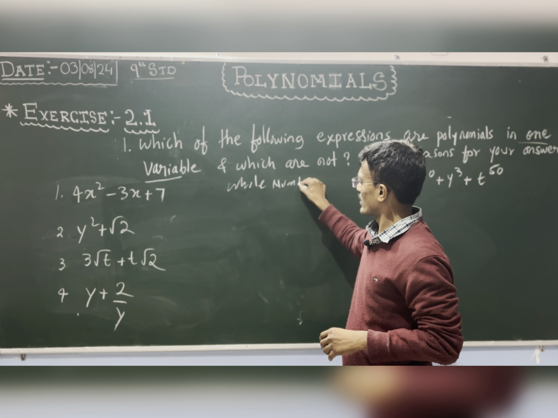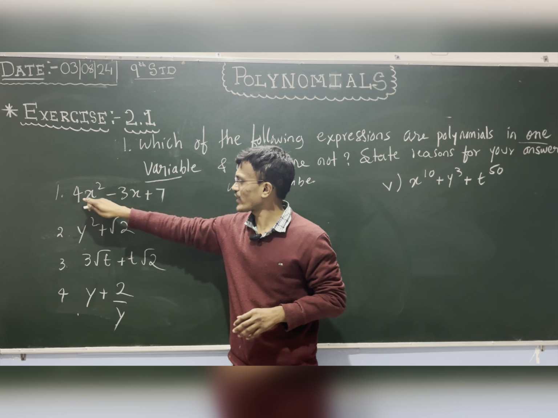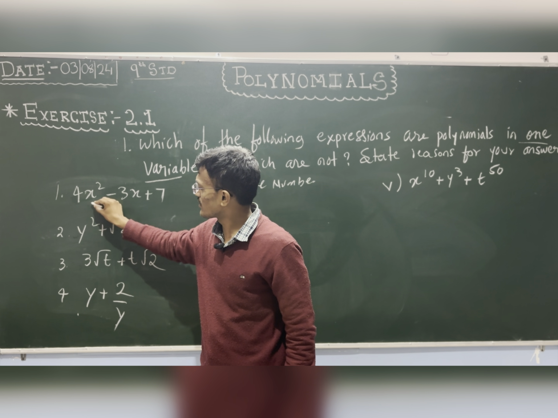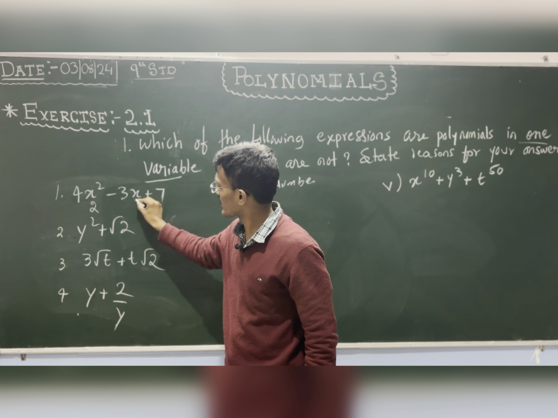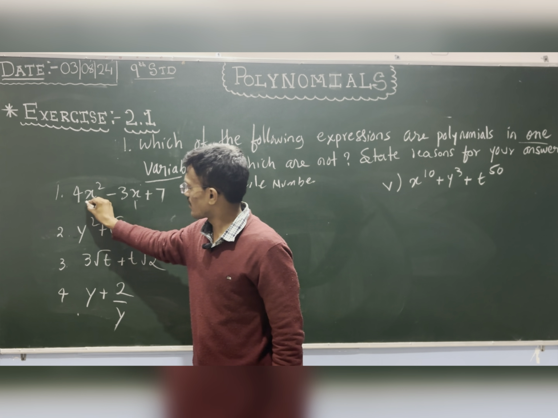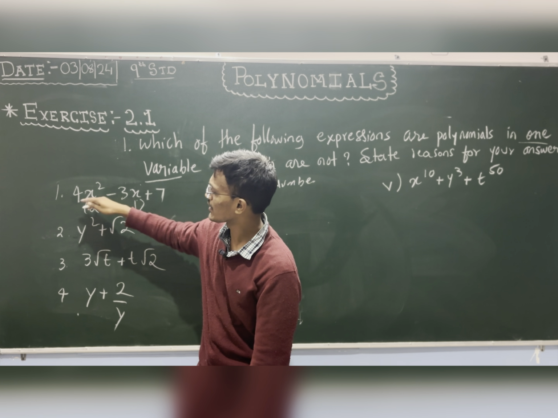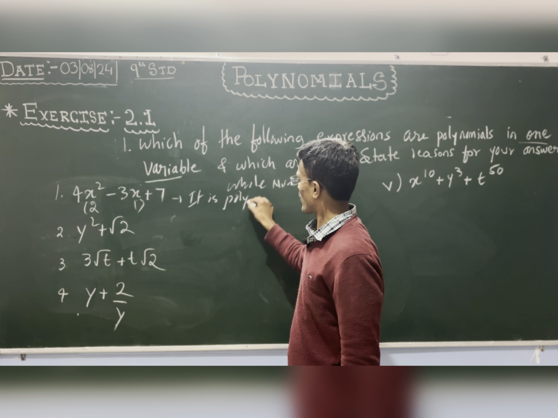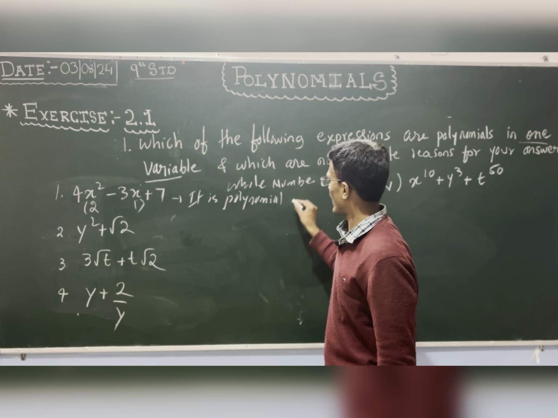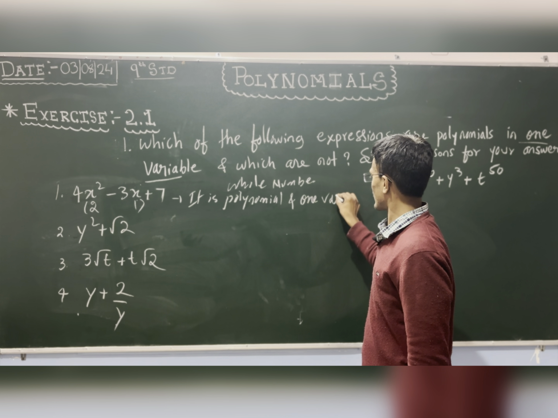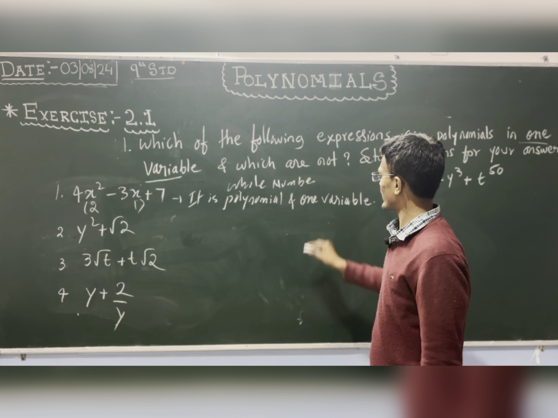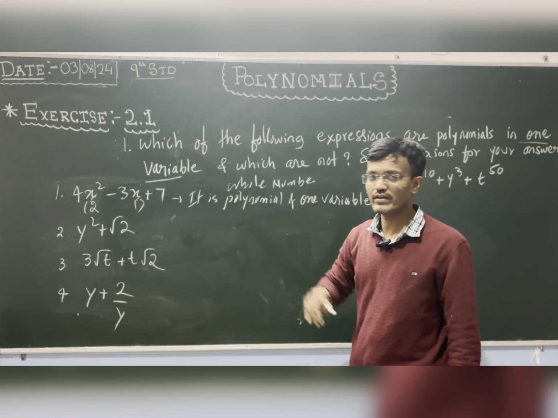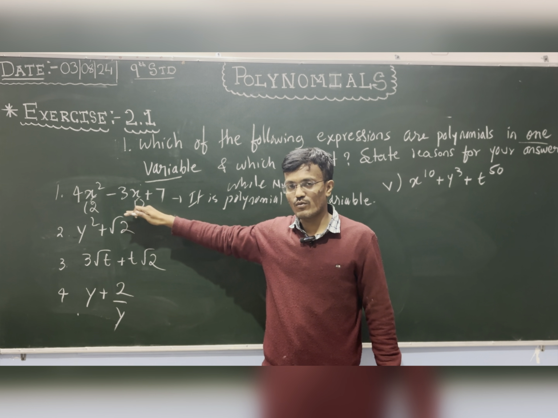The first expression is 4x square minus 3x plus 7. Here the exponent of x is 2, and the exponent of x is 1. So the whole numbers are presented as exponents in the polynomial, and yes, it is a polynomial in one variable. Here it is x square and x, which is only one variable presented in question number 1.